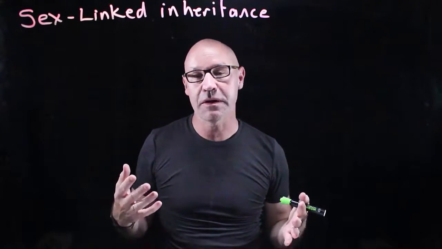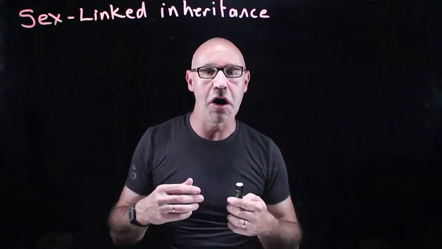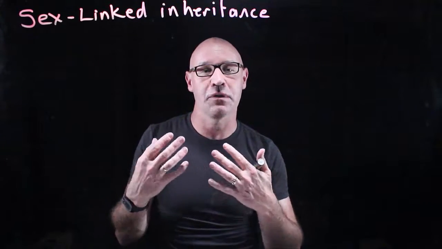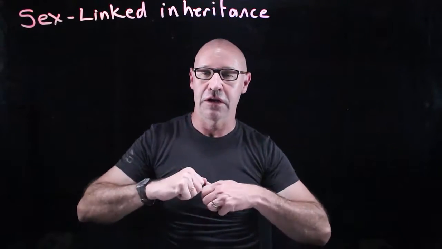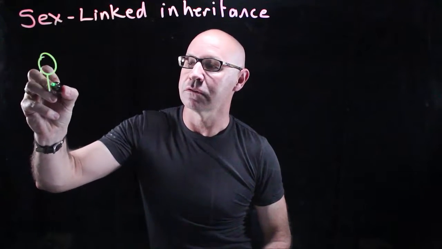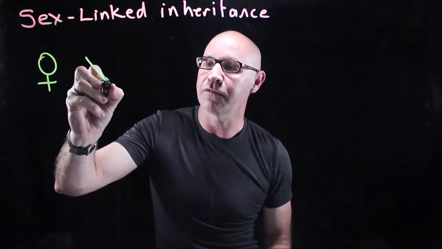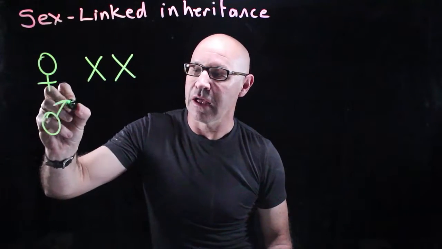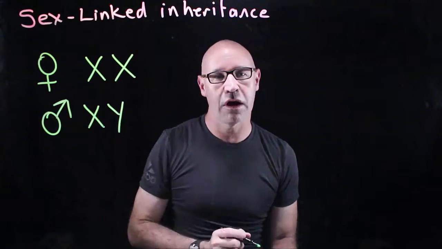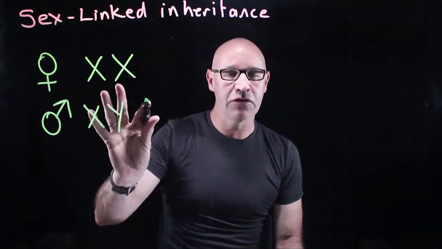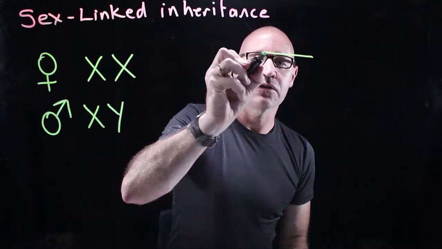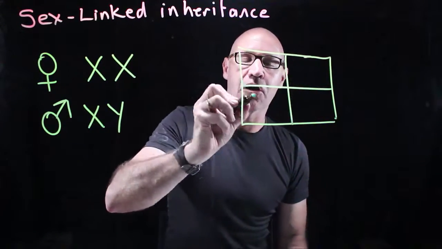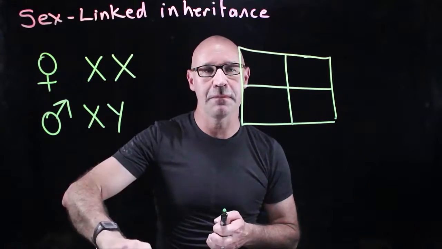Humans have 23 pairs of chromosomes, or probably it's more appropriate to say that there are 22 pairs and then we have 2 sex chromosomes. For a female, the symbol for female, females have 2 X chromosomes, whereas males have an X and a Y chromosome. So let's go ahead and do a Punnett square so I can demonstrate to you what is the chance of an offspring being male or female.